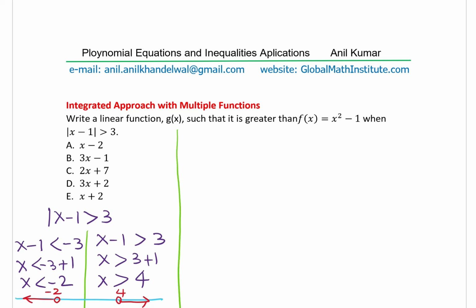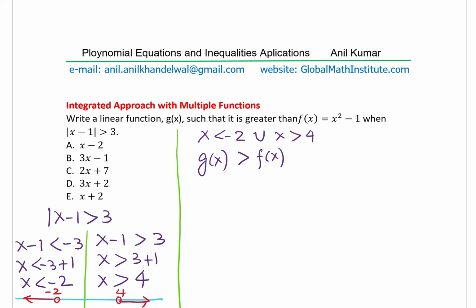So now we have an interval, and the interval for us is defined as x less than minus 2, or, meaning union, x greater than 4, and in this interval we want the linear function g of x to be greater than the parabolic function f of x. Perfect. So we'll find the point of intersection.